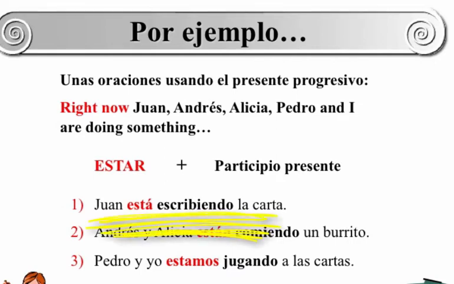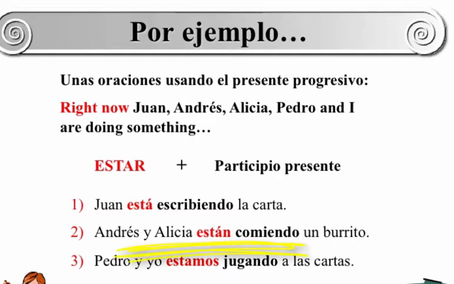Juan está escribiendo la carta. Juan is writing the letter. Notice we use está because it's the form of estar that agrees with Juan, who is third person, so we use the third person of the verb estar. Then the verb escribir, which is to write, we remove the IR and we put -iendo. So it translates to Juan está escribiendo la carta. Juan is writing the letter.